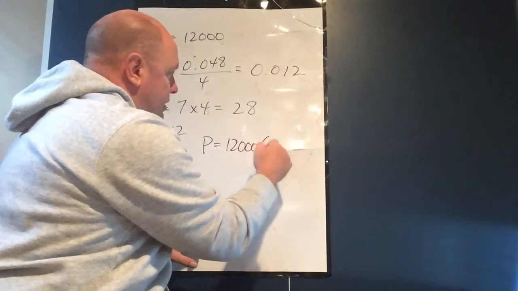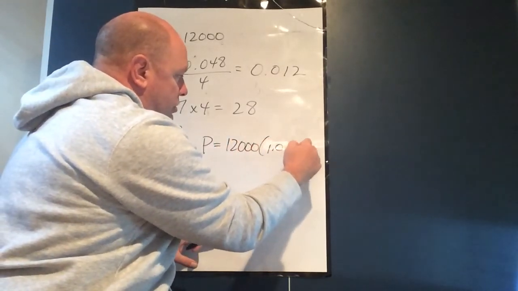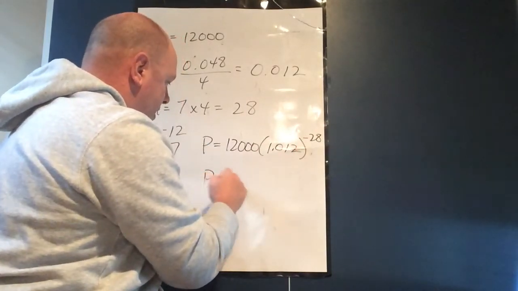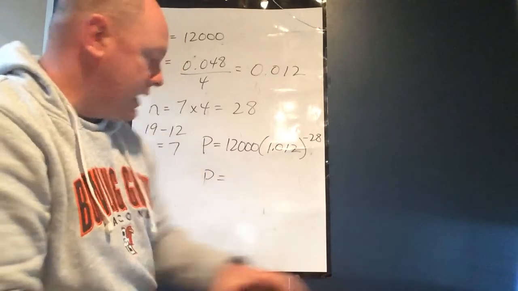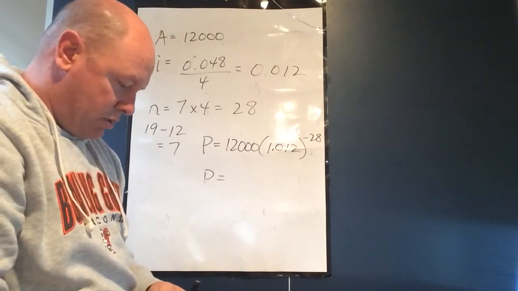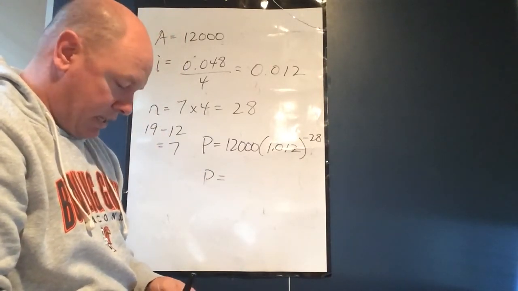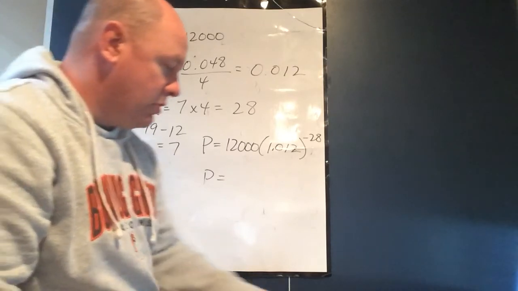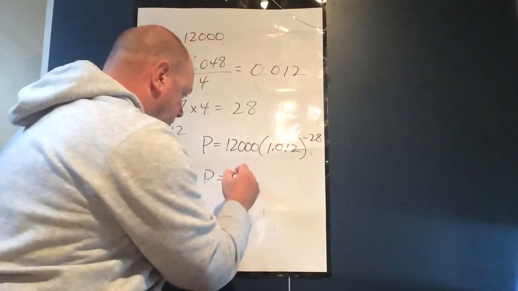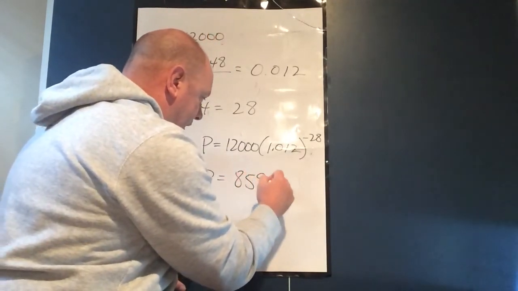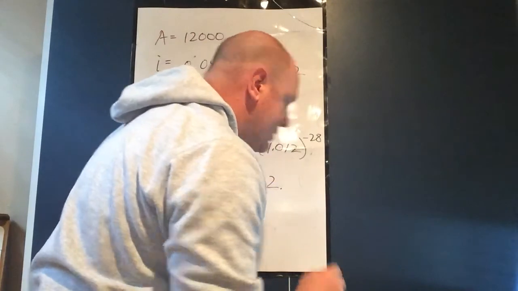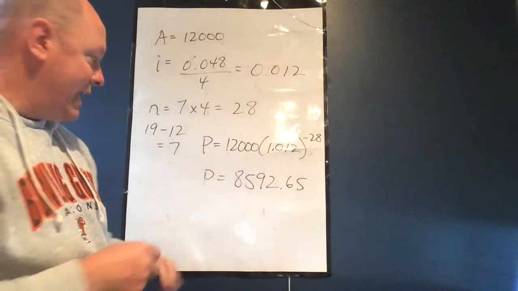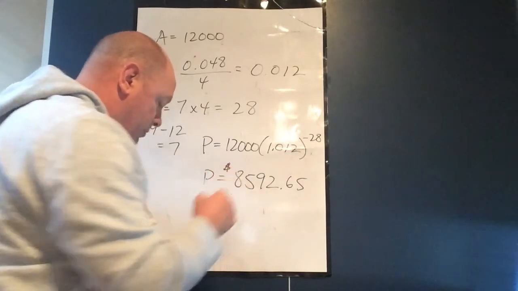So 12,000, 1.012 to the exponent negative 28. And P is going to be, so again, I type in 1.012 to the exponent negative 28 equals, times that by 12,000, and I'm looking at $8,592.65. Okay, round to 2 decimal places, always with money, always with your dollar amounts.